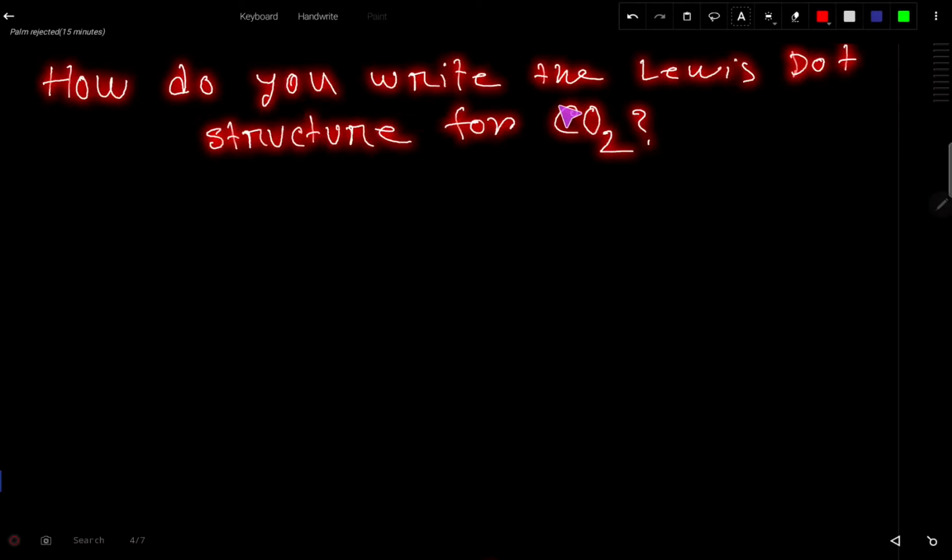How do you write the Lewis dot structure for CO2? Carbon dioxide Lewis structure, right? So to write the Lewis dot structure for CO2, at first we have to find the valence electrons of CO2.